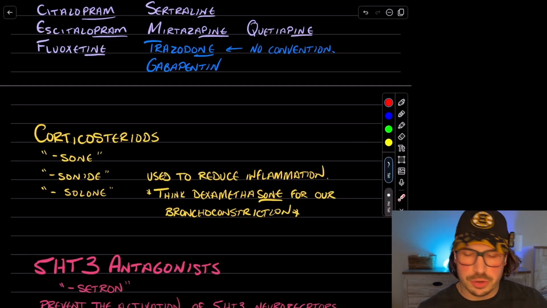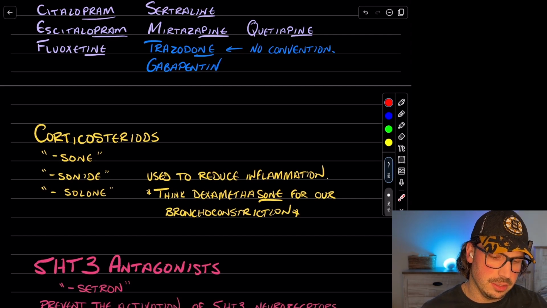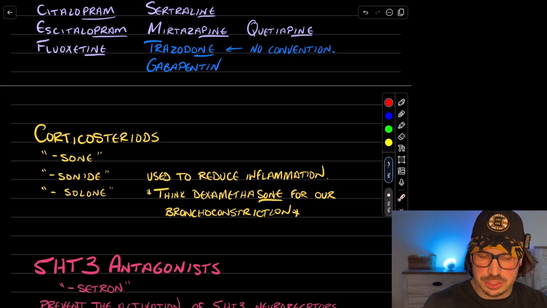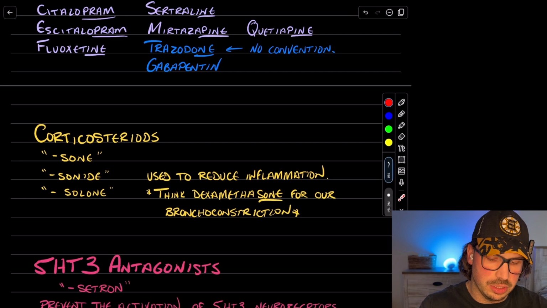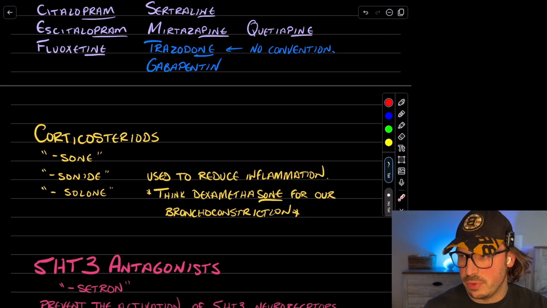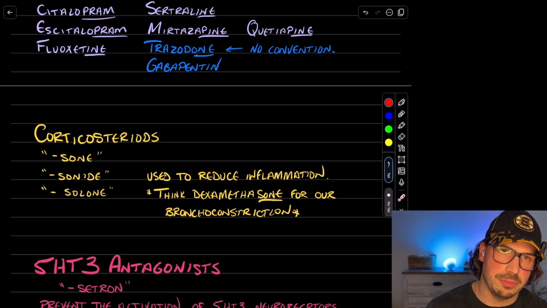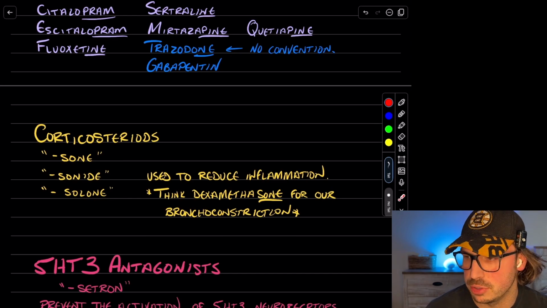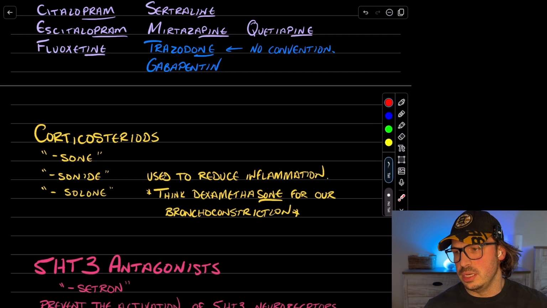Okay, we also got corticosteroids. We talked a little about this in the endocrine system as well. These medications are going to be denoted with the ending or the suffix of zone, sonide, or solone. The big one you can think of right now that I think everyone should be looking at a little bit would be dexamethasone. That would be your steroid you give for the bronchoconstriction directive. But there's tons of them.